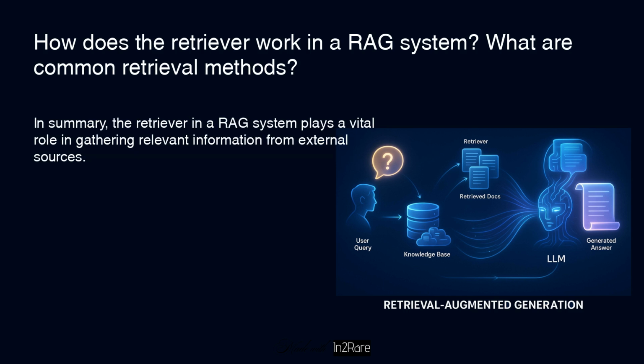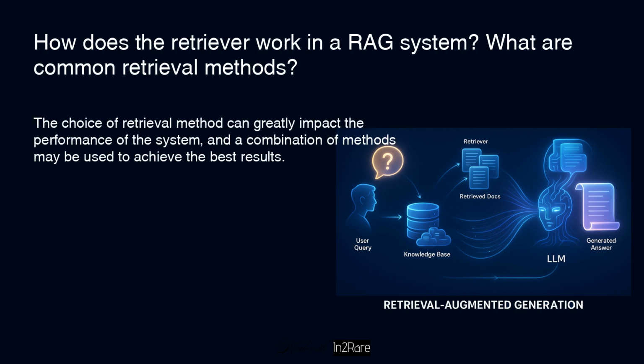In summary, the retriever in our RAG system plays a vital role in gathering relevant information from external sources. The choice of retrieval method can greatly impact the performance of the system, and a combination of methods may be used to achieve the best results.